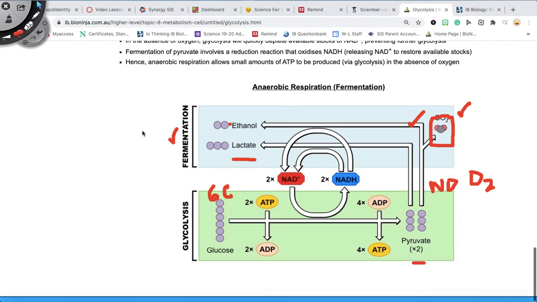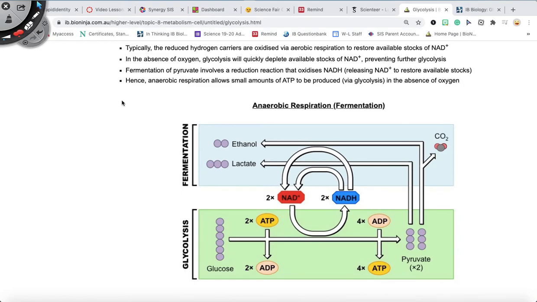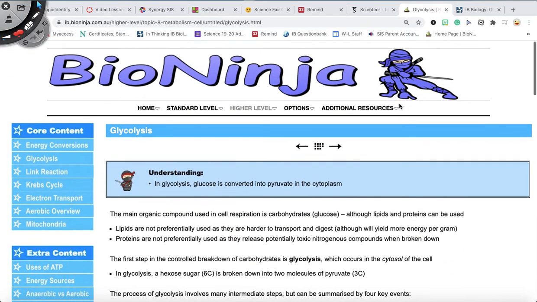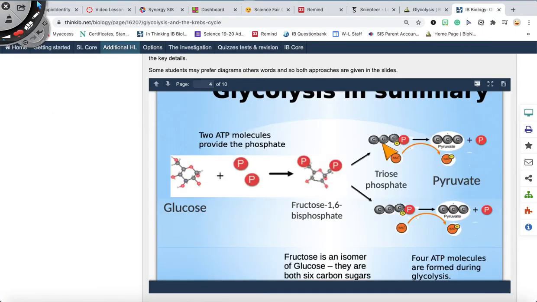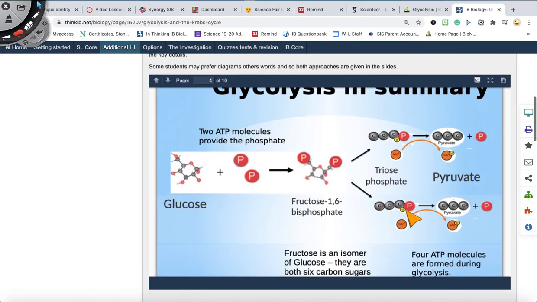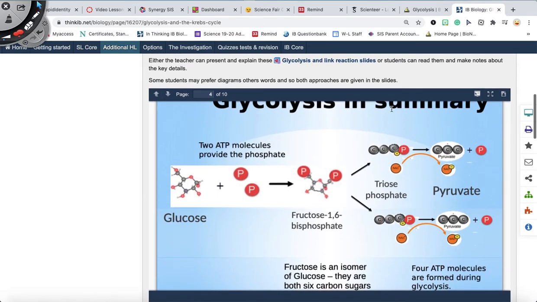So that was glycolysis and fermentation. So make sure you review both your BioNinja notes. The slides here and in thinking are also very good at showing you the visual of what happens during glycolysis. And that's it for today.